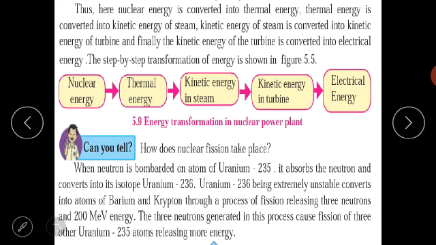What first happens? Uranium is bombarded with the neutron. It absorbs the neutron and converts into uranium 236, which is extremely unstable, and converts into atoms of barium and krypton, and in the same process it releases 3 neutrons along with 200 mega electron volt of energy. How much energy is released? 200 mega electron volt. The 3 neutrons generated in this process cause fission of 3 uranium 235 atoms, releasing more energy, and this reaction goes on continuing, and this is called a chain reaction.